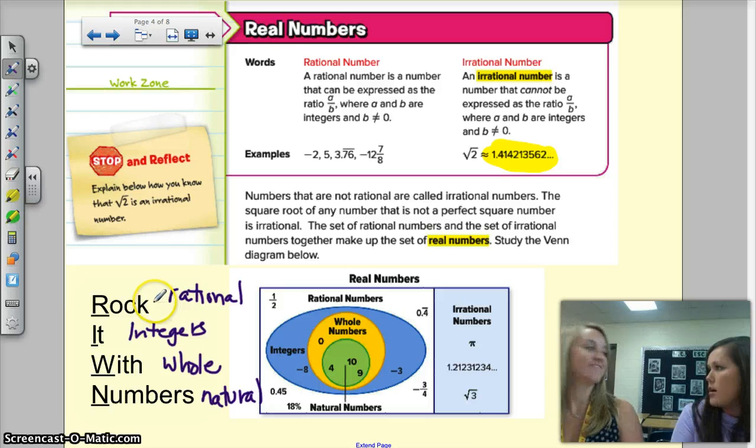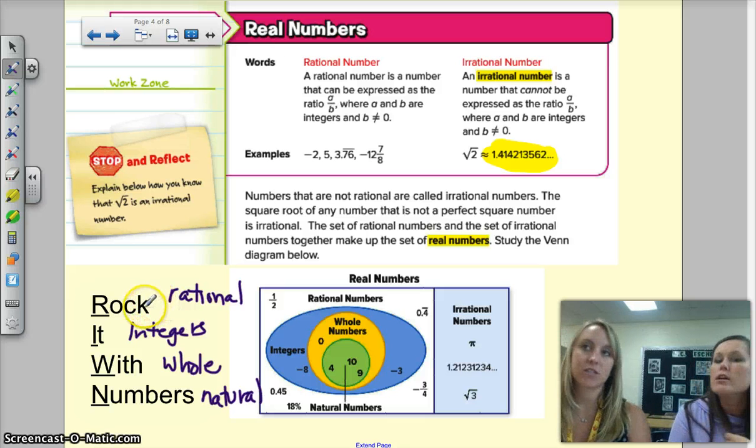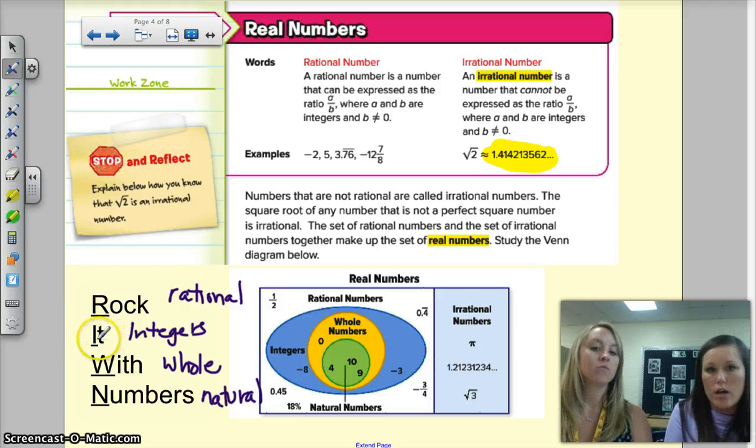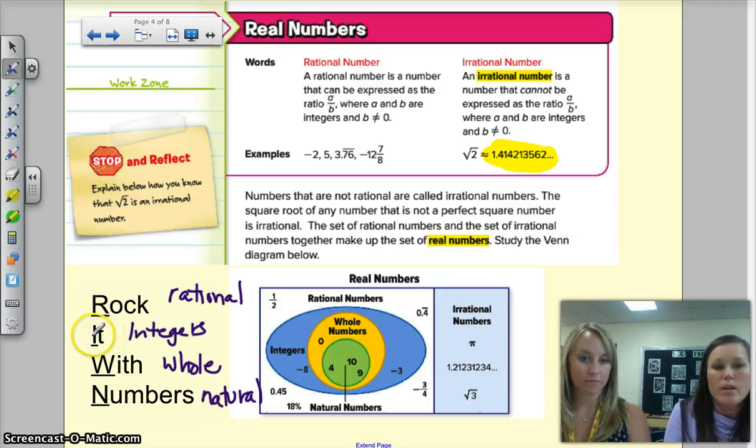Rational numbers are anything that terminates or repeats. Integers are whole numbers and their negative opposites. So -1, -2, -3, 1, 2, 3, those numbers on a nice number line. Whole numbers you should remember from kindergarten.